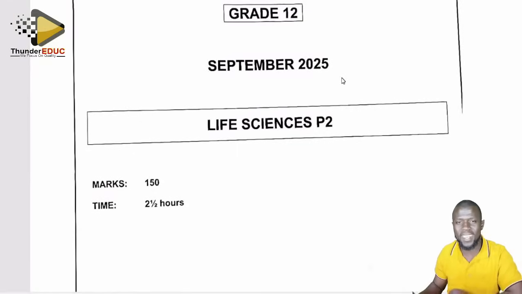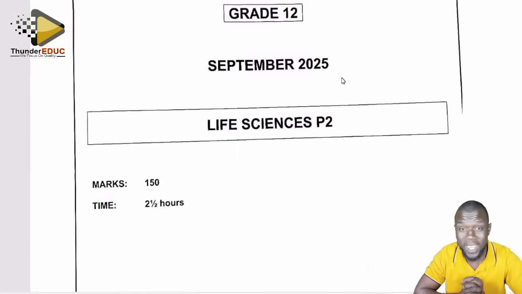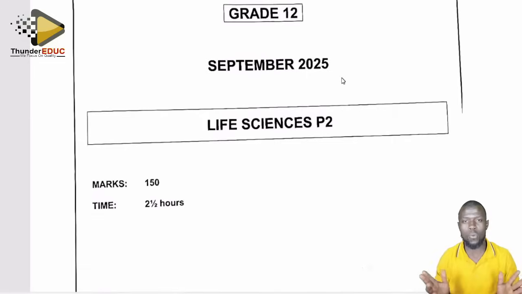Welcome back to our class. Today, we're going to be talking about Paper 2. This Paper 2 was written by one of the provinces, so we're going to be using it as a guideline for our September exam. However, we will try to highlight some of the areas where you can focus more regarding the upcoming papers.